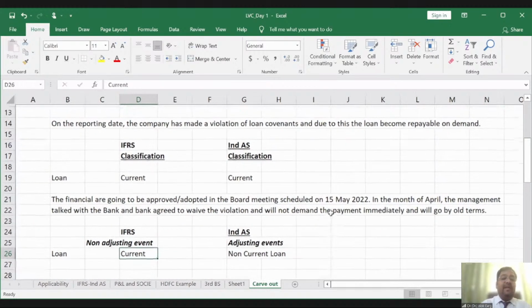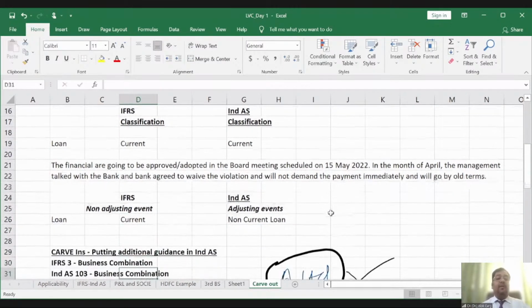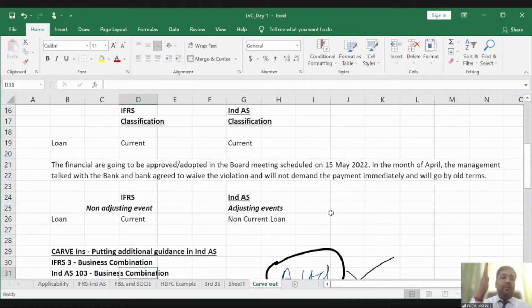But under Ind AS, friends, Ind AS says that after the reporting date but before approval of the financial statements, things have become normal now, right? So there is no point in changing the classification from non-current to current. And hence, under the Indian accounting standard, we have considered this as an adjusting event, right? And hence, in Ind AS, this has to be shown as a non-current loan. Is it clear?